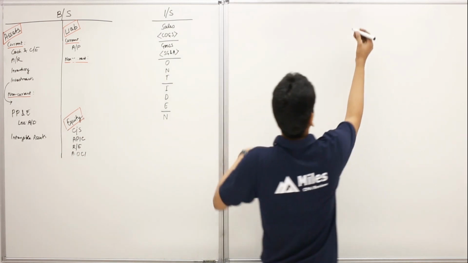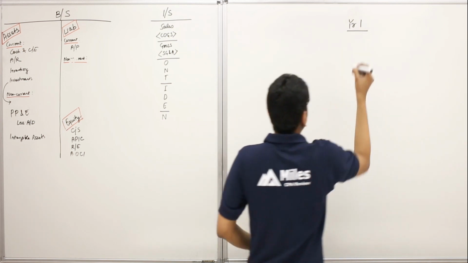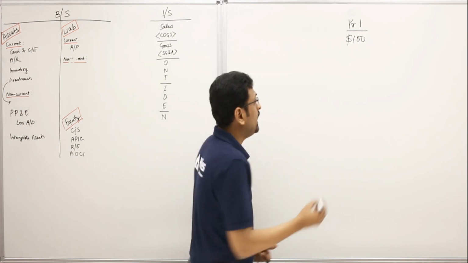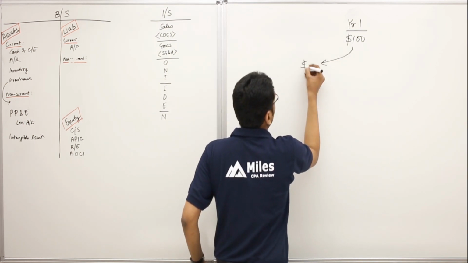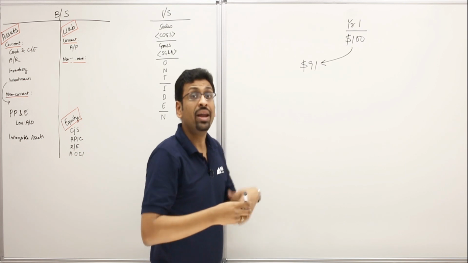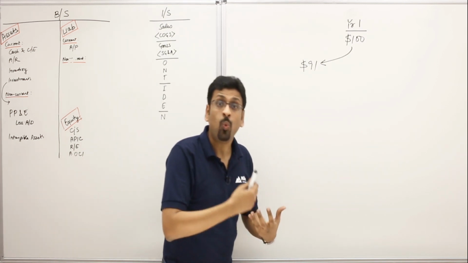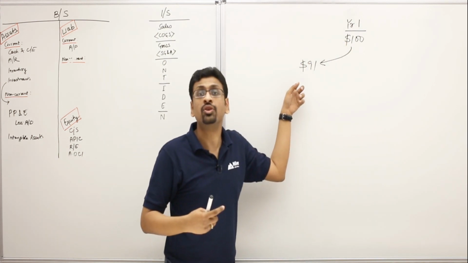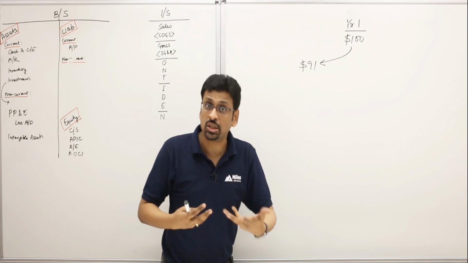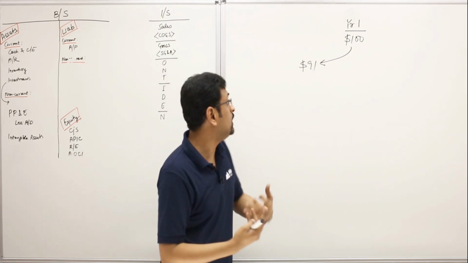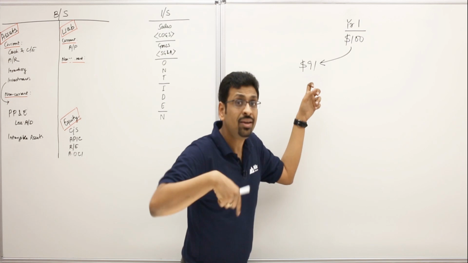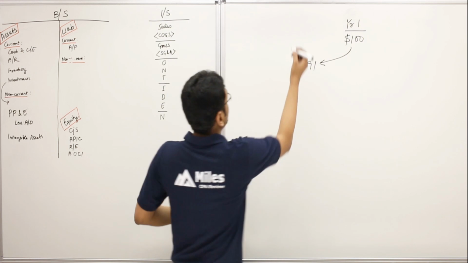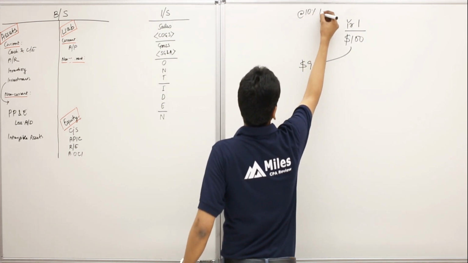So let me put it here. What we can say is $100 after a year is worth $91 today. Or in other words, the present value of $100 after 1 full year is $91 today. You could also say that the future value of $91 today is $100 after a year. Now, this is assuming a 10% interest rate.